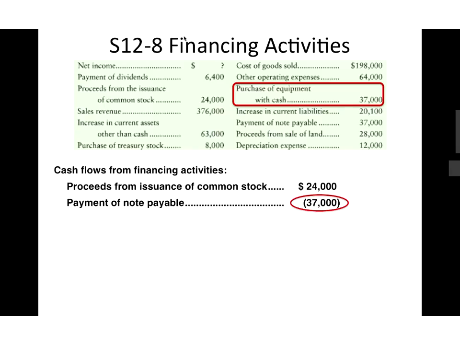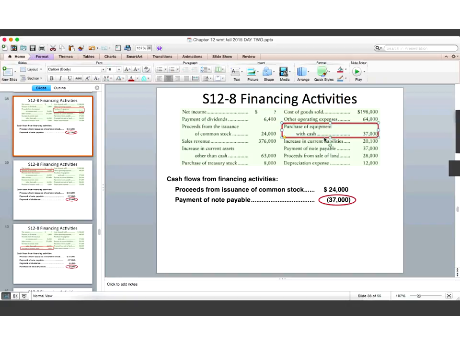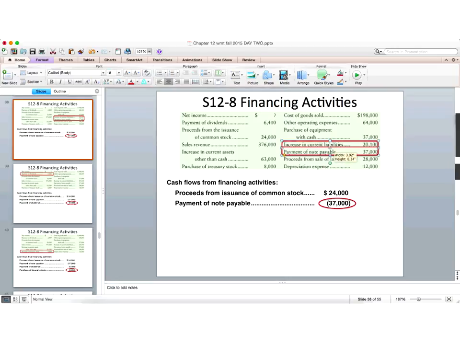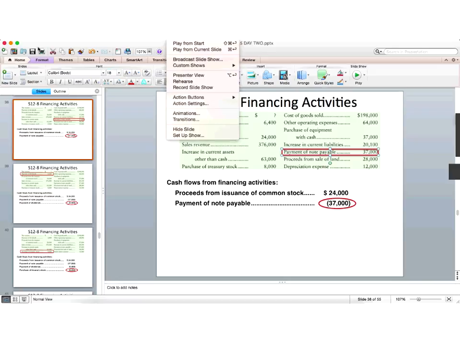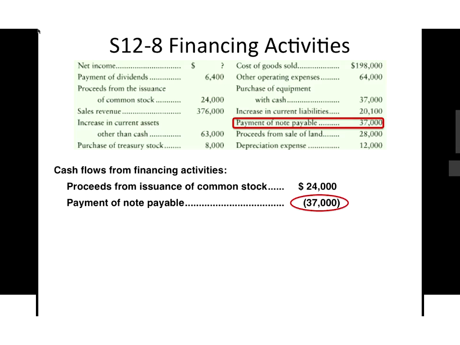Next item down, we purchased equipment. I have the wrong circle here. Yeah, you're nodding at me, right? Okay. There's two $37,000 here, so I circled the wrong one going through there.